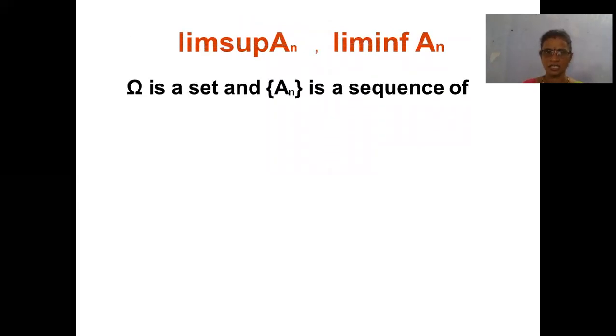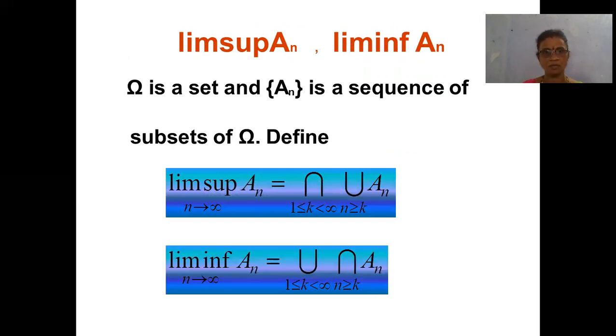Then we are going to see limit supremum A n and limit infimum A n. Omega is a set and A n is a sequence of subsets of omega. Define limit supremum A n as n tends to infinity, which is equal to intersection over 1 less than or equal to k less than infinity and union over n greater than or equal to k A n. Next, limit infimum A n as n tends to infinity, which is equal to union over 1 less than or equal to k less than infinity, intersection over n greater than or equal to k A n.